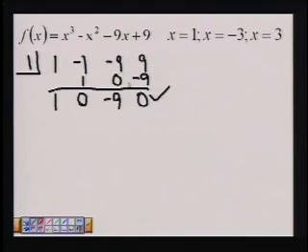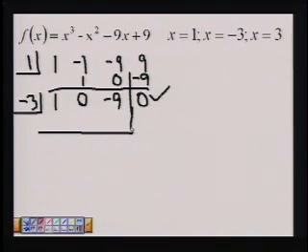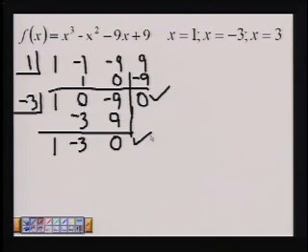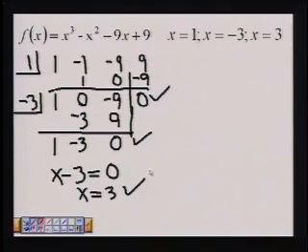Now I can start again, or I can just use this row and try negative 3, but I only have to go to here. Bring down the 1. 1 times negative 3 is negative 3, and I add. Negative 3 times negative 3 is 9, and I add, and I do get a 0, so that one works. The last one I have to check is 3, and you can either just write x minus 3 equals 0 and solve, or you could do another level of synthetic division. At this point, it's probably just easier to add 3 to each side and see that, yes, 3 is the other root for this polynomial.